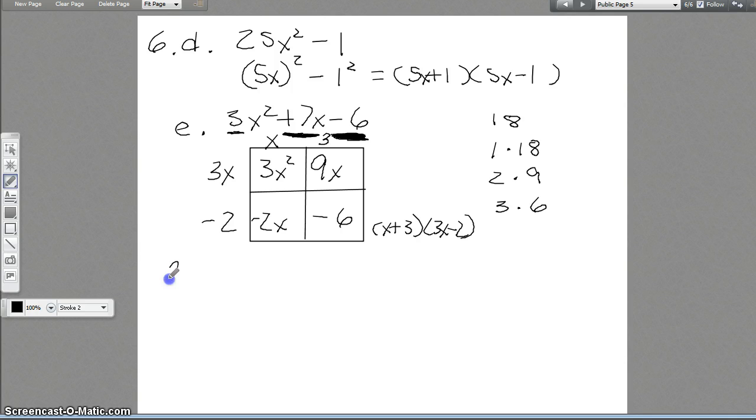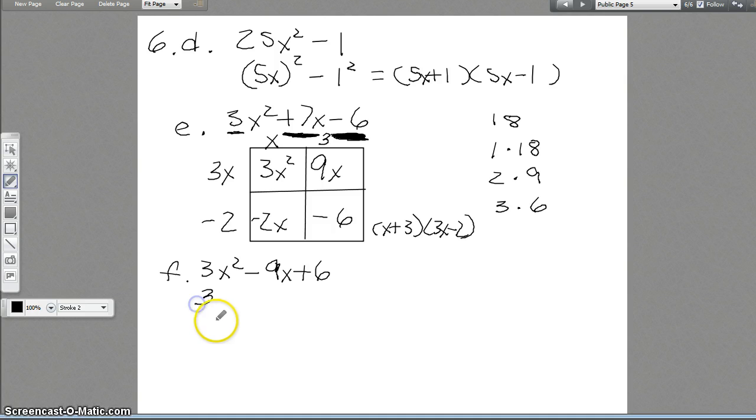Okay, so now we're going to do part F. Part F is 3x squared minus 9x plus 6. Now, this equation you have to be very careful with. Notice all of our coefficients are multiples of 3. That means we can't do anything with this yet. The first thing we have to do is factor out our greatest common factor.